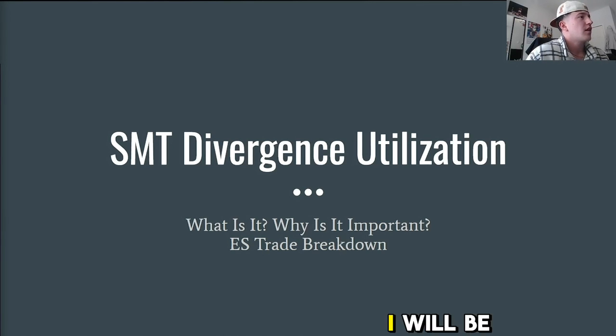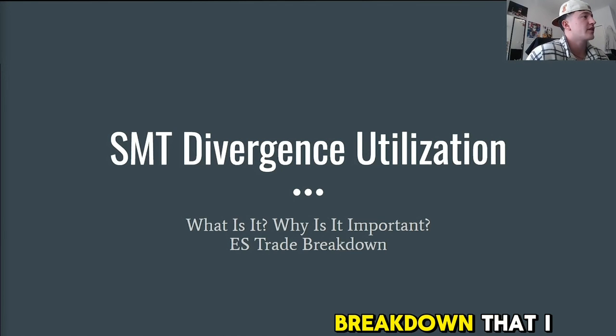I will be going over SMT Divergence utilization. What is it? Why is it important? And I'll be using ES as a trade breakdown that I took for NFP for the start of April.